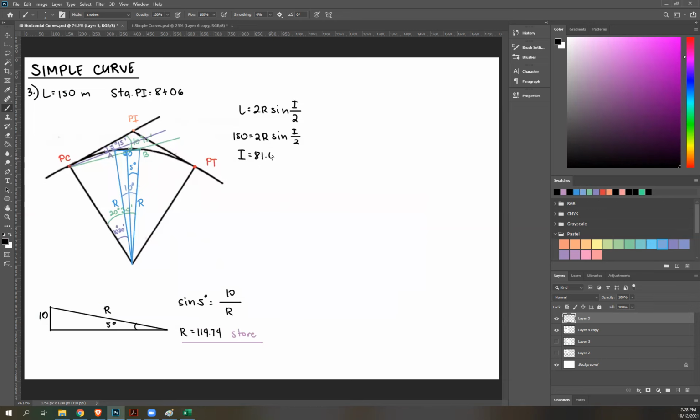81.64 degrees. Okay. So now remember, our goal here was to get P. Right? P is R tangent I over 2. Okay, so let's solve. R is this, I is this, what's P?